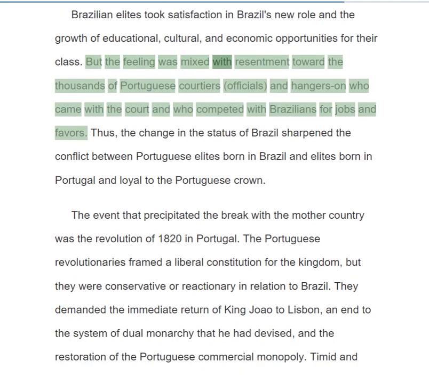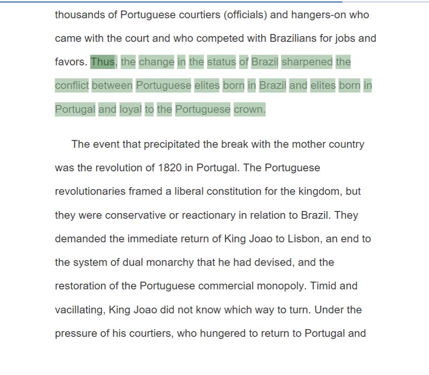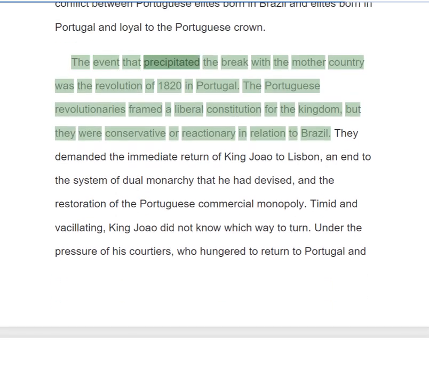But the feeling was mixed with resentment toward the thousands of Portuguese courtiers and hangers-on who came with the court and who competed with Brazilians for jobs and favors. Thus, the change in the status of Brazil sharpened the conflict between Portuguese elites born in Brazil and elites born in Portugal and loyal to the Portuguese crown. The event that precipitated the break with the mother country was the Revolution of 1820 in Portugal.